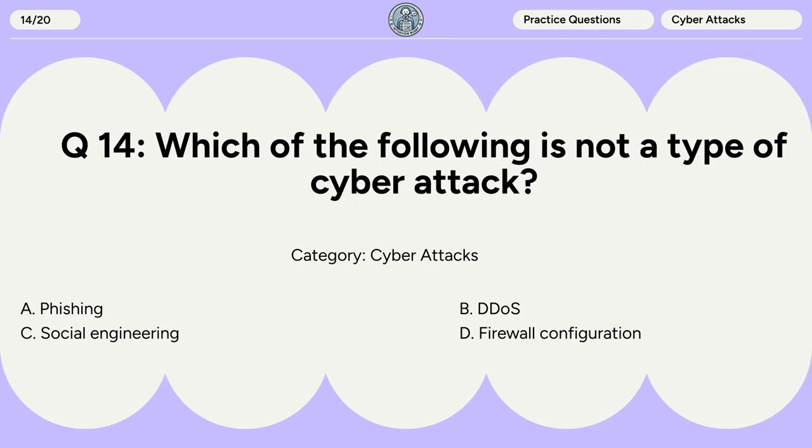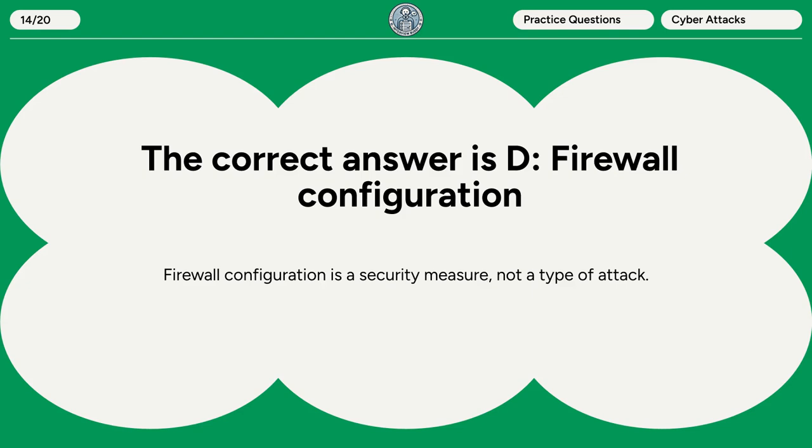Question 14. Which of the following is not a type of cyber attack? A. Phishing. B. DDoS. C. Social engineering. D. Firewall configuration. The correct answer is D. Firewall configuration. Firewall configuration is a security measure, not a type of attack.